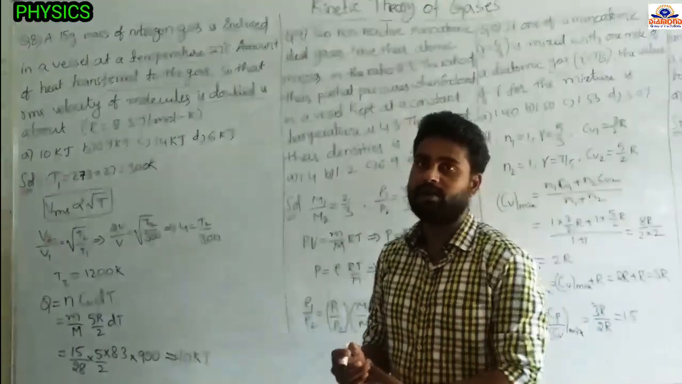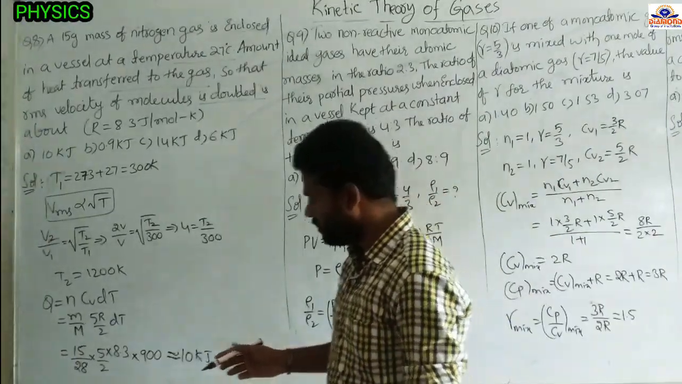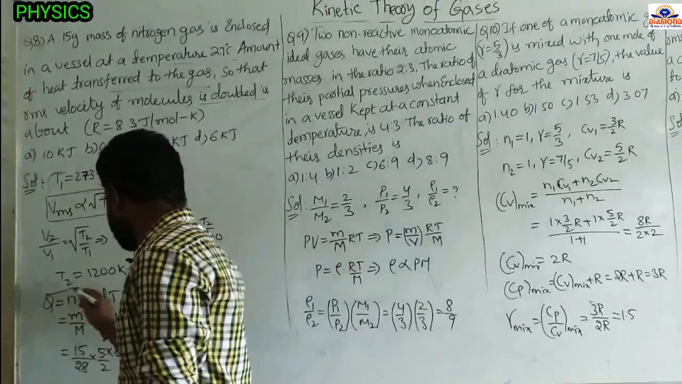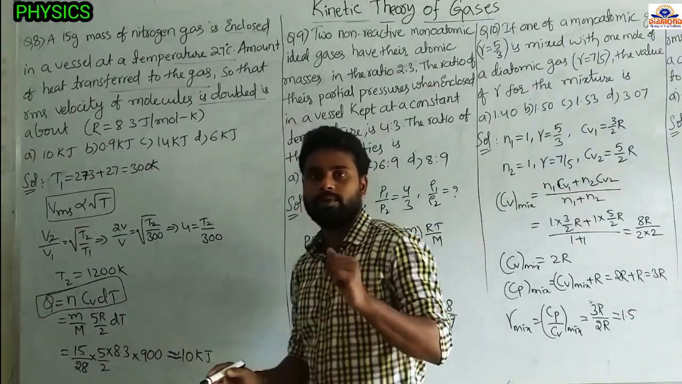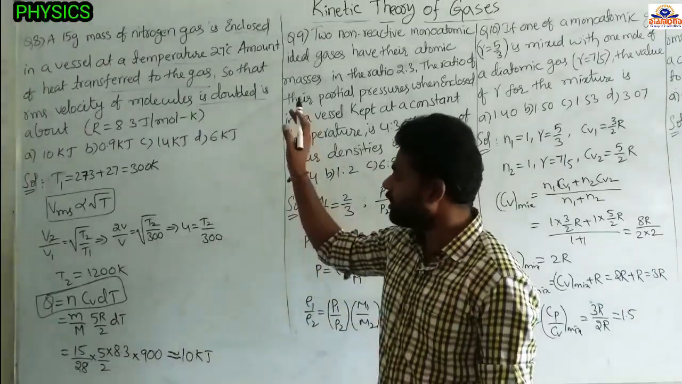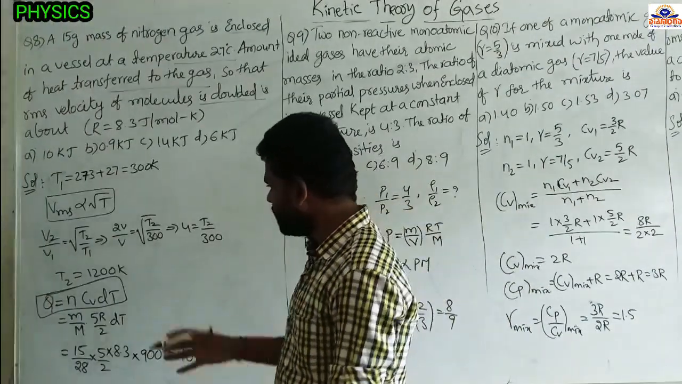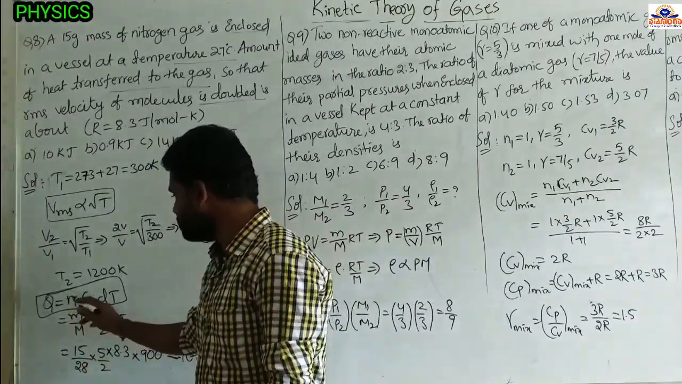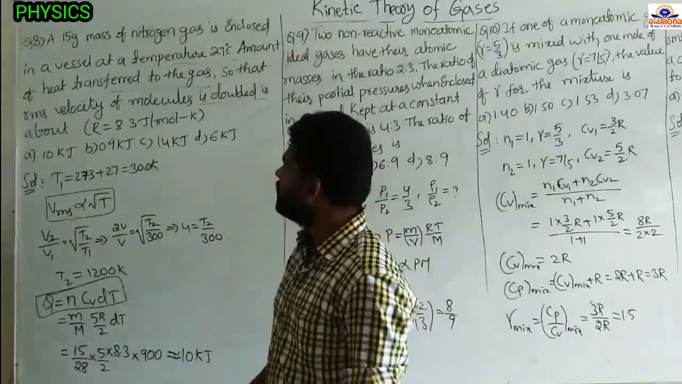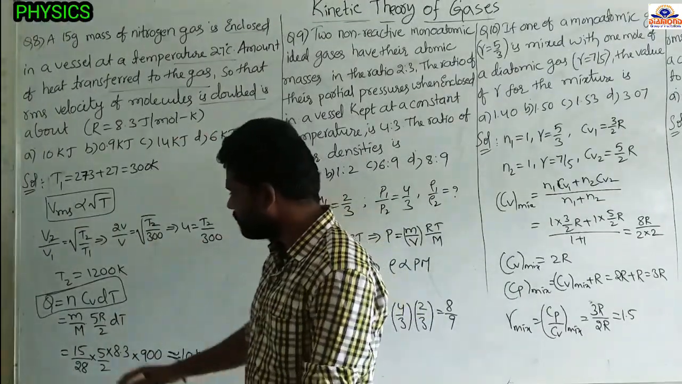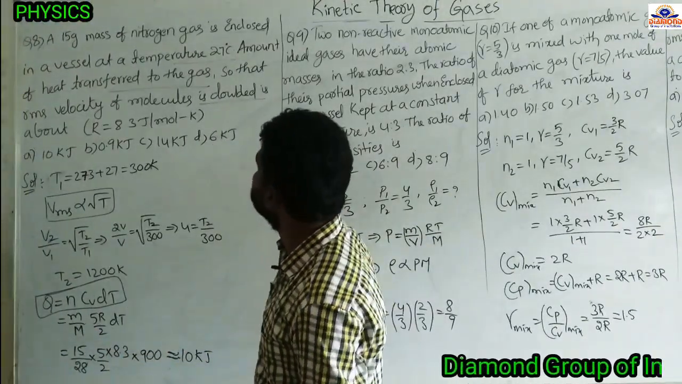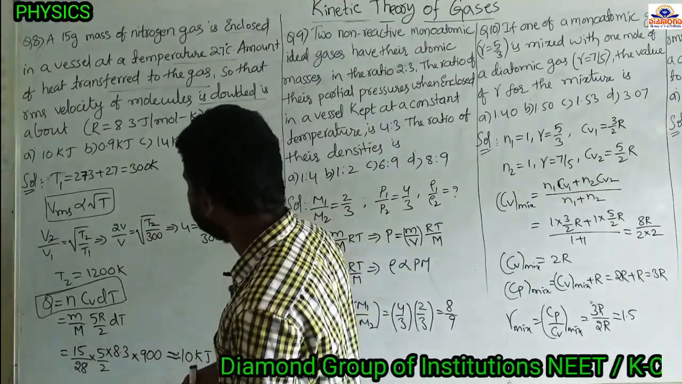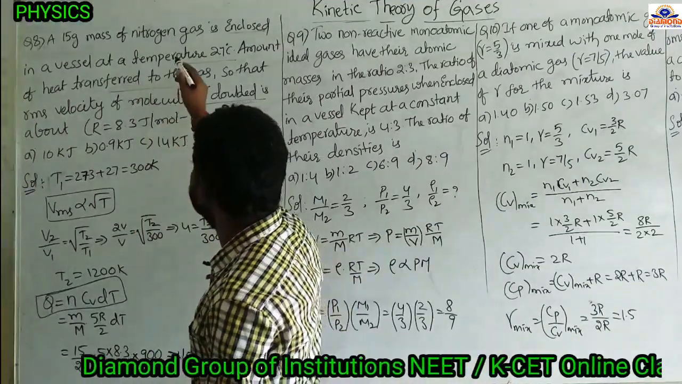At constant volume, the heat transferred formula is Q equals n Cv dT. Based on this formula we did one problem also. So at constant volume, heat absorbed or transferred equals n Cv dT. They gave the mass, so from that we can find the number of moles. Cv value, how to find the Cv value? They gave 15 gram nitrogen gas.